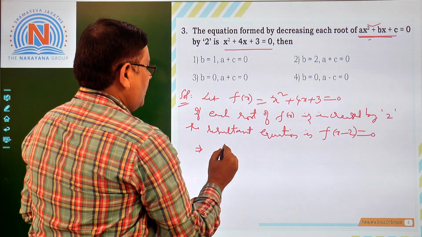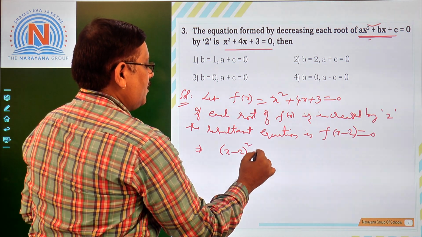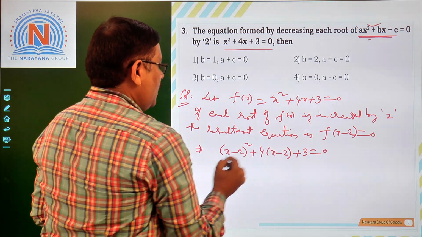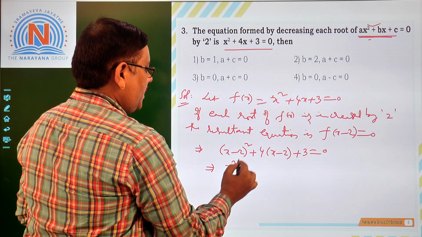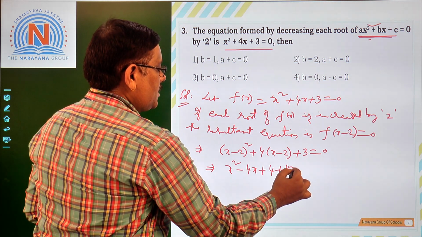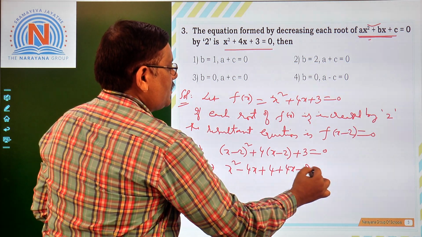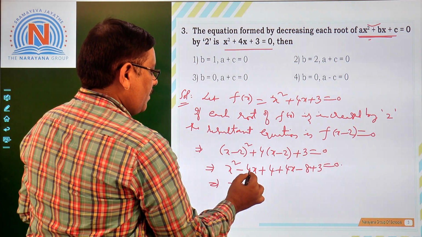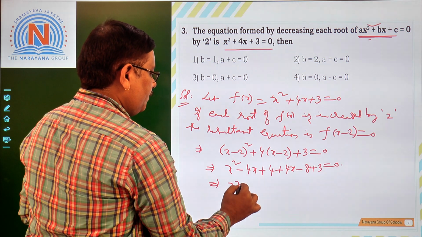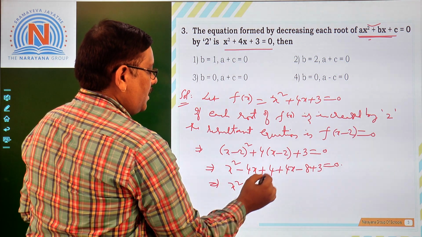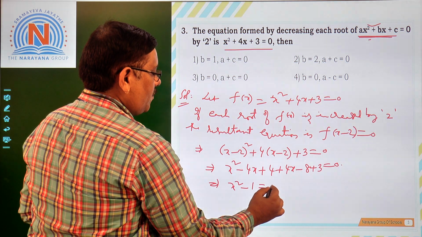That implies x minus 2 whole square plus 4 into x minus 2 plus 3 is equal to 0. Let us simplify that. It is x square minus 4x plus 4 plus 4x minus 8 plus 3, that is equal to 0. So that is going to be x square, minus 4x plus 4x, that is 0. So we have 4 plus 3, that is 7, minus 8, that is minus 1, is equal to 0.